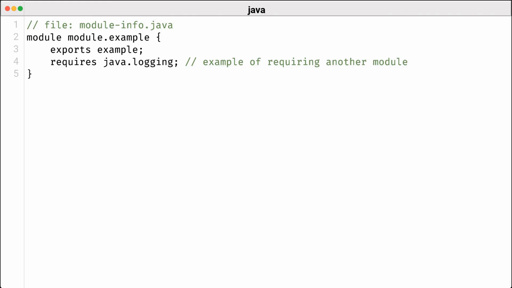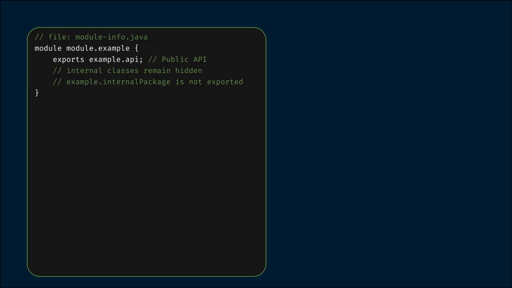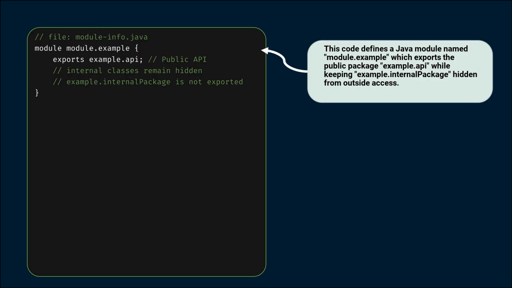This approach not only fosters better modular design, but also significantly improves maintainability and security in our Java applications. Now let's take a look at how to define a module with clear visibility for its components. In this example, we specify a module named ModuleExample using the module-info.java file. The exports directive indicates that the example.api package is accessible to other modules, allowing external code to interact with its public classes. This is essential for creating a library as it provides a controlled interface for users.